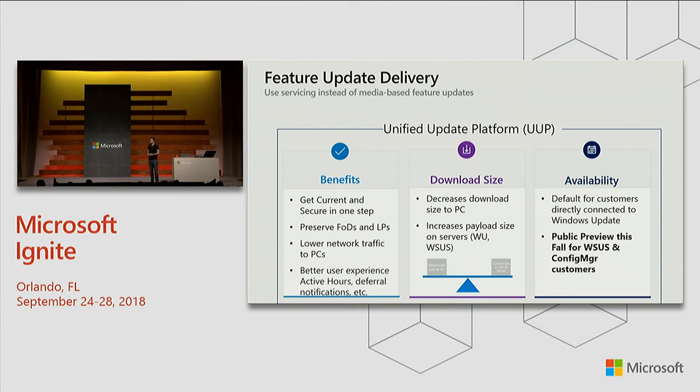So with the new unified update platform, again, there was a bigger session on it yesterday, but the UUP platform allows you to get current in a single step. You'll patch both the feature and the quality update simultaneously. It's designed to preserve your feature on demand deployments as well as your language packs. And it lowers the network traffic to your PCs as well, so the payload will be smaller.